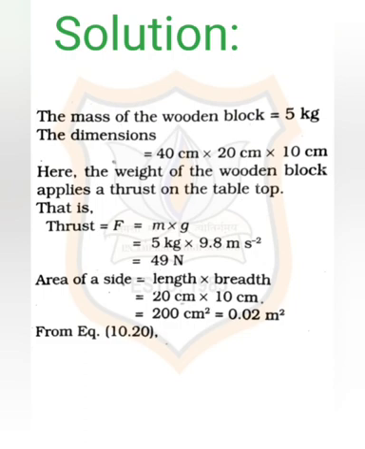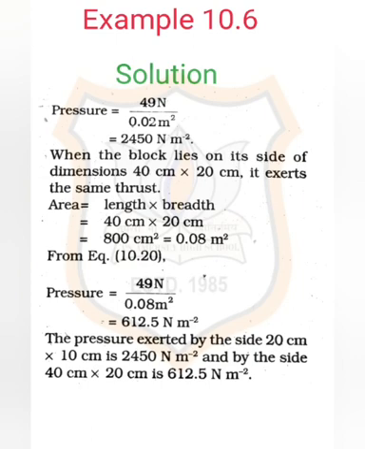And area of the side, length into breadth, that is 20 centimeter into 10 centimeter, and we'll get 200 centimeter square. But we have to find the answer in meter square, therefore 0.02 meter square. Now by applying the formula pressure is equal to thrust upon area, the thrust is 49 Newton while we have found the area 0.02 meter square. So on dividing 49 by 0.02 we will get 2450 Newton per meter square.